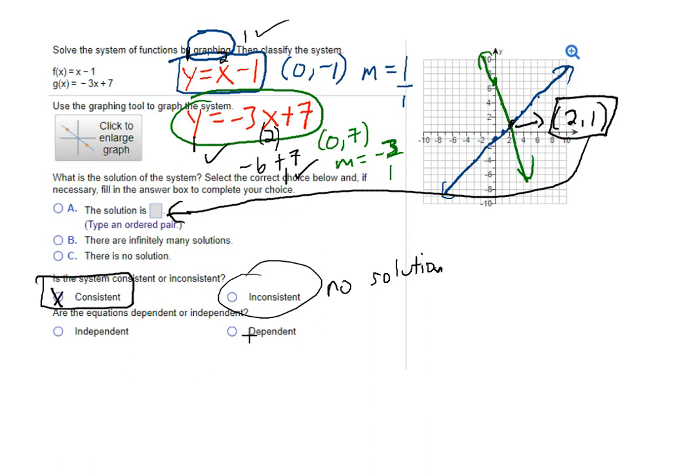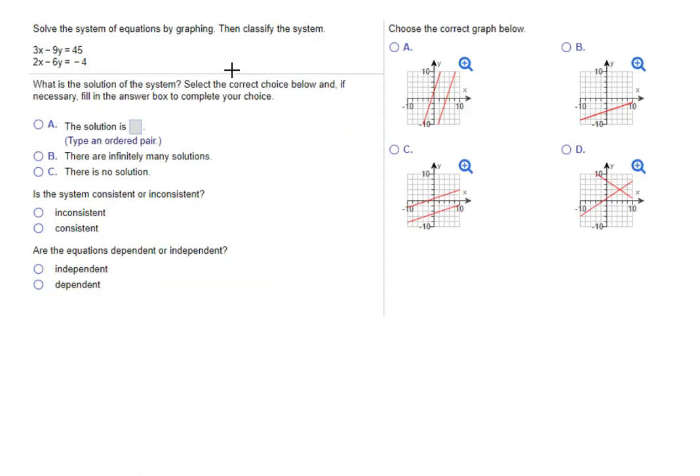To decide whether it's independent or dependent, if it has an infinite number of solutions, it's dependent. So if it's an infinite number of solutions, then we would select dependent. We did not get an infinite number of solutions here. We only got one, and so it's independent. So this is a consistent, independent system of equations. All right, let's take a look at the next one.